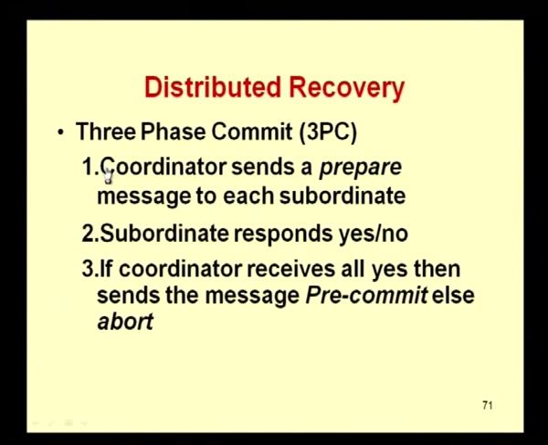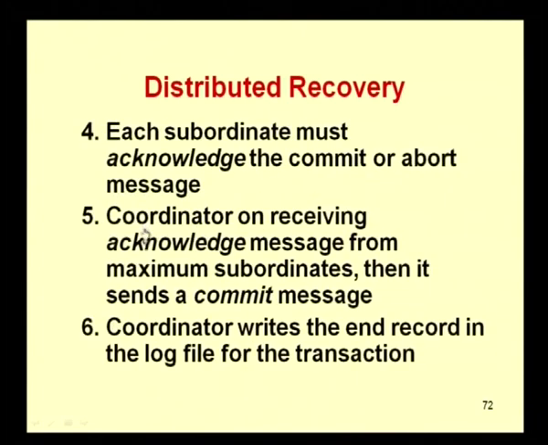Now we have what is called a three-phase commit. In this three-phase commit, the coordinator sends a prepare message to each subordinate. The subordinate responds yes or no. If the coordinator receives all yes, then only it sends the pre-commit, else it aborts. Each subordinate must acknowledge the commit or abort message. The coordinator, on receiving the acknowledgements from the required number of subordinates, sends a commit message. The coordinator writes the end record in the log file.